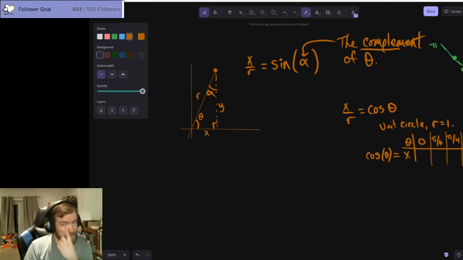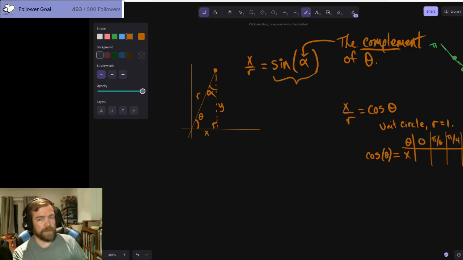So, here's the thing, right? If you look at this, the sine of alpha is x over r, which is our ratio that we want to get. So, the sine of alpha is the sine of the complement of theta, or the complementary sine of theta.